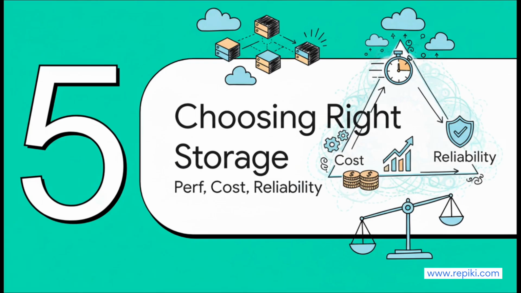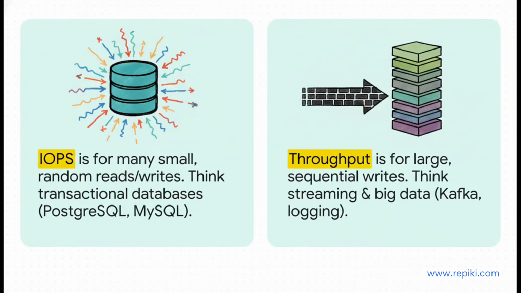All right, we've covered a ton of ground, so let's bring it all home. How do you actually pick the right storage class for your specific workload? Well, it really all boils down to a balancing act between three things: performance, cost, and reliability. First things first, you have to know your application. Is it all about IOPS, lots of small random reads and writes like a database? Or is it all about throughput, shoving huge streams of data, like for logging or big data processing? Answering that single question is probably the most important step to picking the right disk.